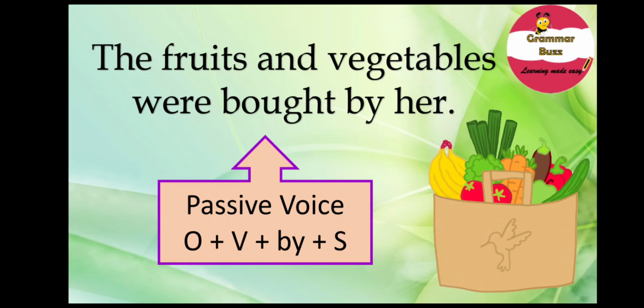Also note the verb form. What is it? It is were bought. So were is the auxiliary be verb and bought is the past participle of the base verb buy. So we have the form be plus past participle. Hence the verb form also tells us that the sentence is in the passive voice. Note, in this sentence, the focus is on the object, the fruits and vegetables, which is receiving the action of being bought.